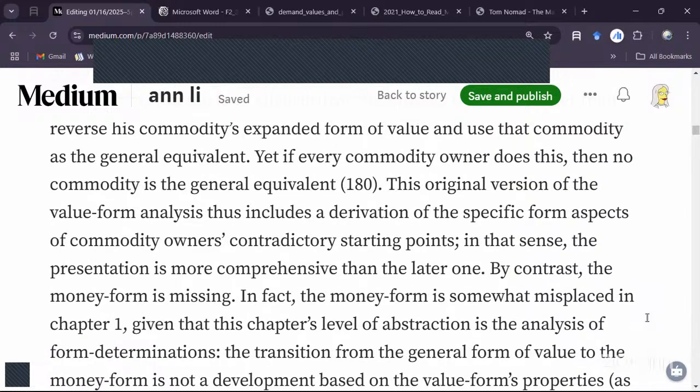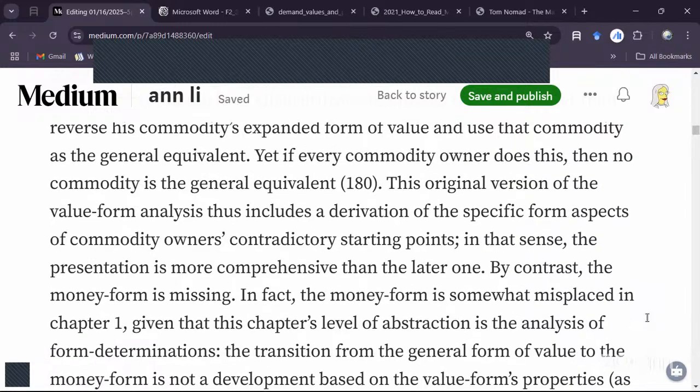This original version of the value form analysis thus includes a derivation of the specific form aspects of commodity owners' contradictory starting points. In that sense, the presentation is more comprehensive than the later one. By contrast, the money form is missing.